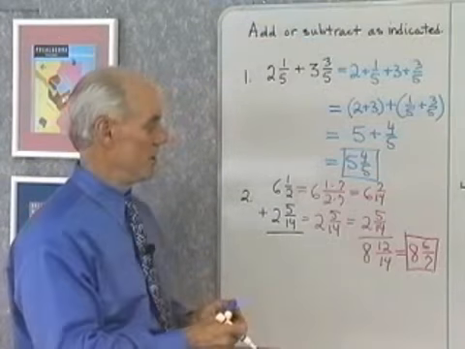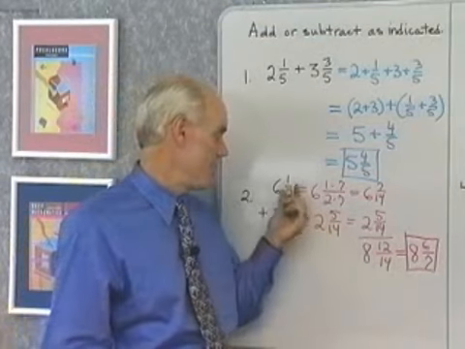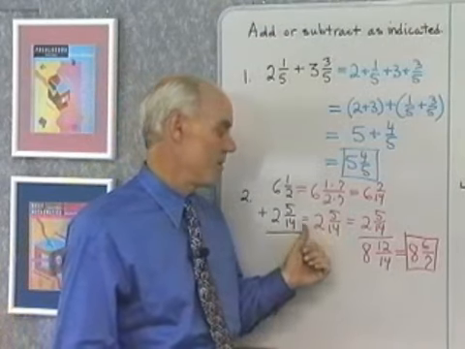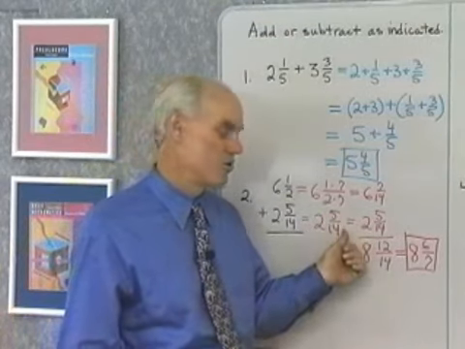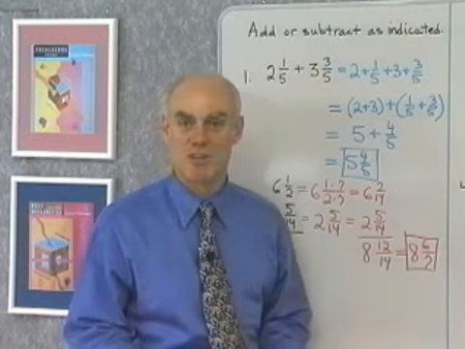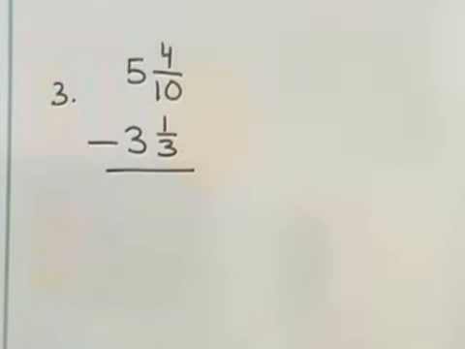So that seems like a pretty workable method right there. We simply add the fraction part and add the whole number part separately. If the fractions don't have a common denominator, we have to change to equivalent fractions that have the least common denominator. Then we add and just do things like we normally do. Here's another problem. 5 4/10 minus 3 1/3, so it's a subtraction problem.